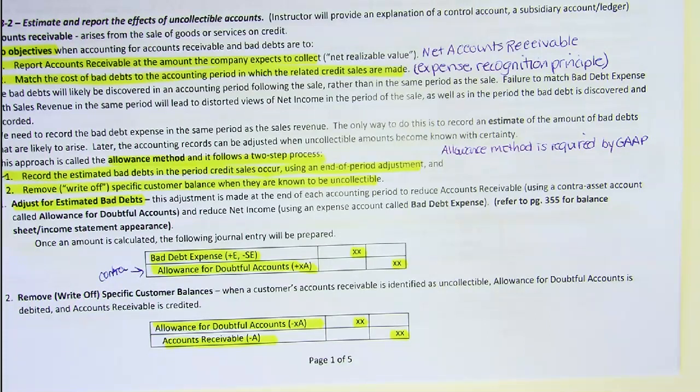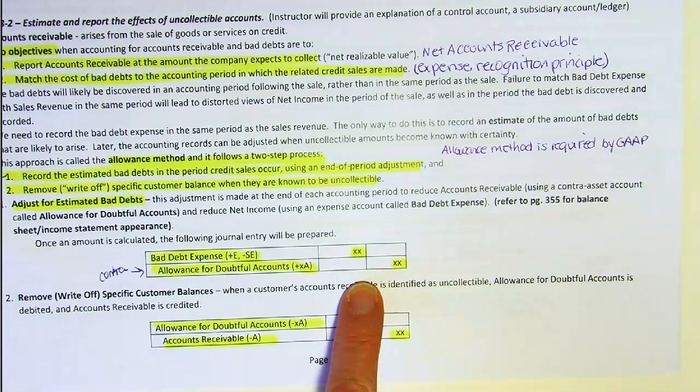Now that ends our first mini lecture for Chapter 8. We're going to pick up with ways of estimating bad debt expense in our next mini lecture.